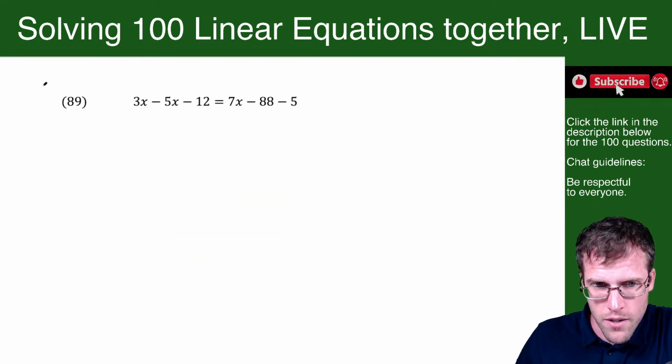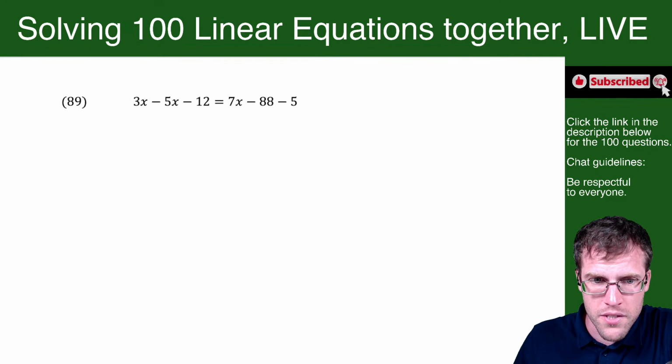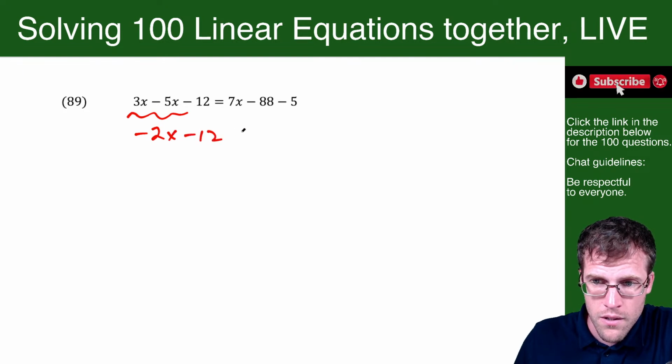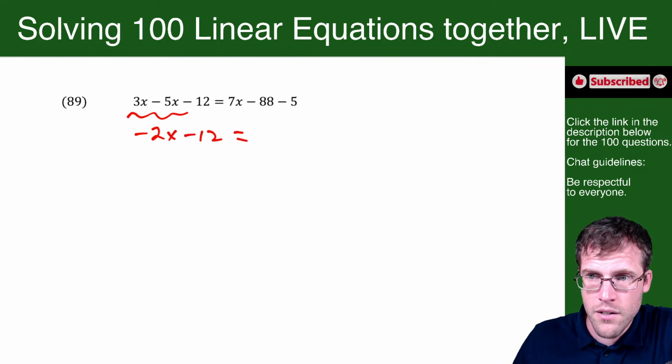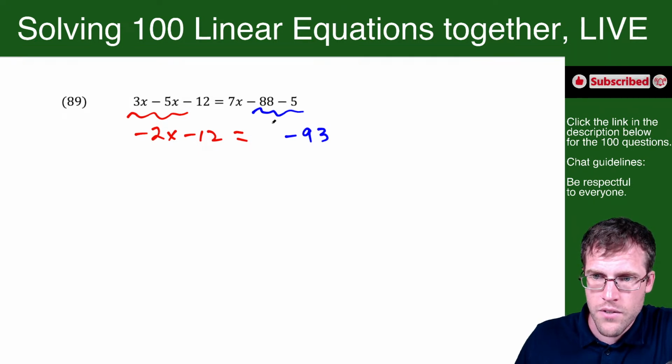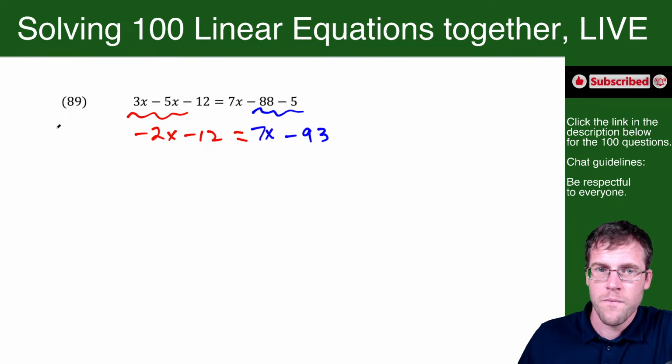All right, this one here, no parentheses. Okay, so this one just combine like terms. 3x minus 5x is minus 2x minus 12. And then here, these are the like terms. We'll do this in a different color. We got minus 8 minus 5 is minus 13. Okay, so that's going to give us 7x minus 93.